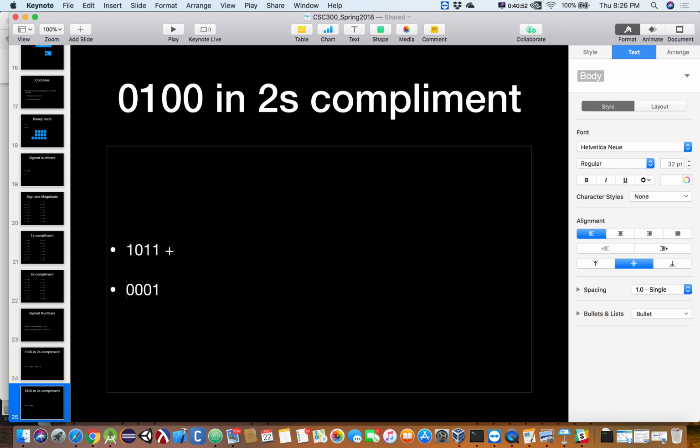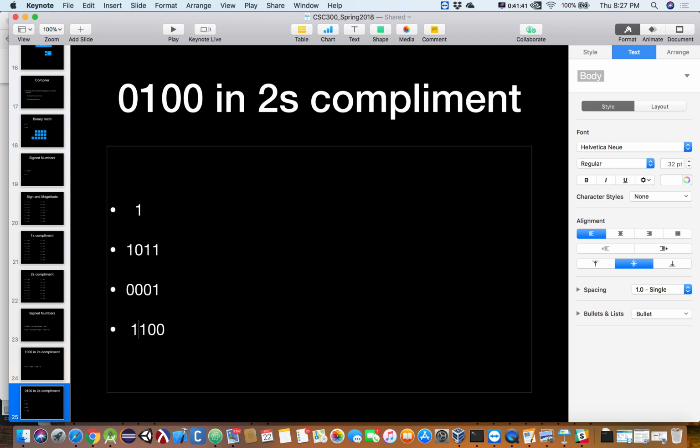Let me put them on top of each other. It'll make my life easier. All right, so 1 plus 1 is 0 with a carry, so I'll throw my carries up here. 1 plus 0 is a 0 with a carry. 1 plus 0 is a 1 with no carry. 1 plus 0 is a 1.